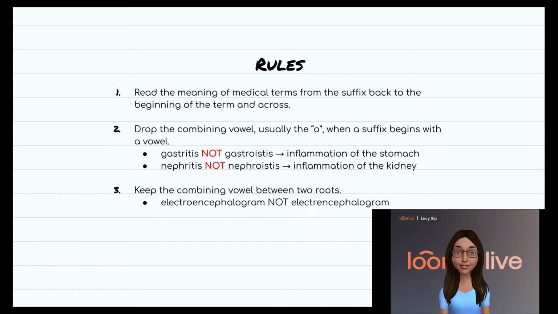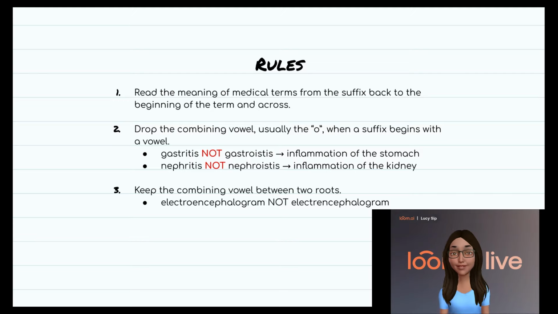When building terms, there are some general rules that need to be followed. First, when reading the meaning of medical terms, we read from the suffix back to the beginning of the term and across. The second rule we follow is we drop the combining vowel when the suffix starts with a vowel. For example, gastritis is not spelled as gastroitis. We drop the O. Reading this term, we would start from the suffix and work our way up to the prefix if there are any present.